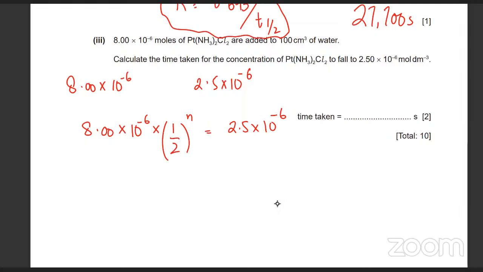You're going to take... Sir, I tried the second half-life, 2 into 10 raised to power -6 is coming, 2.5 into 10 raised to power -6 is not coming. So that means it's not a whole number, right? N is not a whole number. So what is half to the power n? That's equal to 2.5 times 10 power minus 6 divided by 8 times 10 power minus 6. So it's going to be 2.5 divided by 8, right?